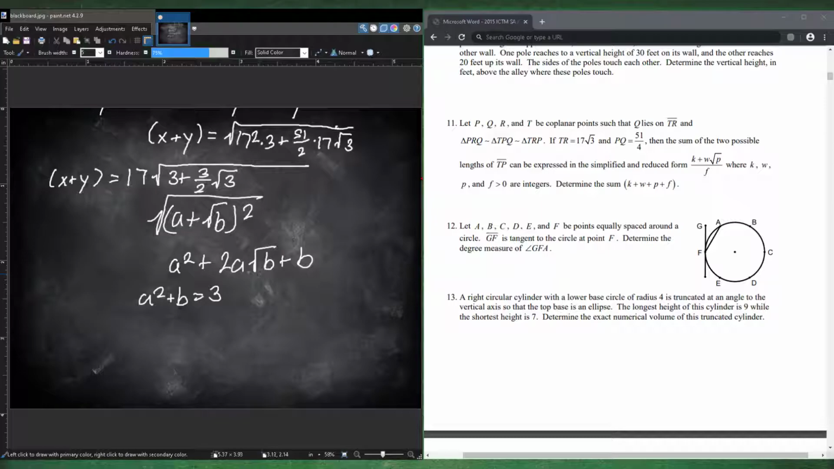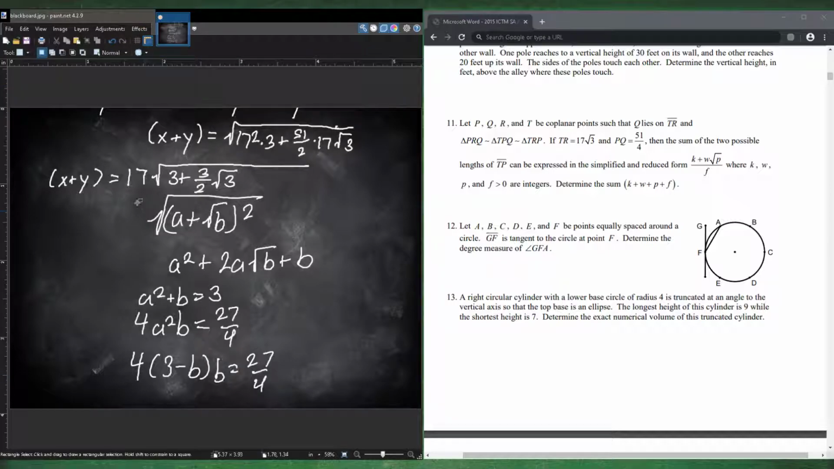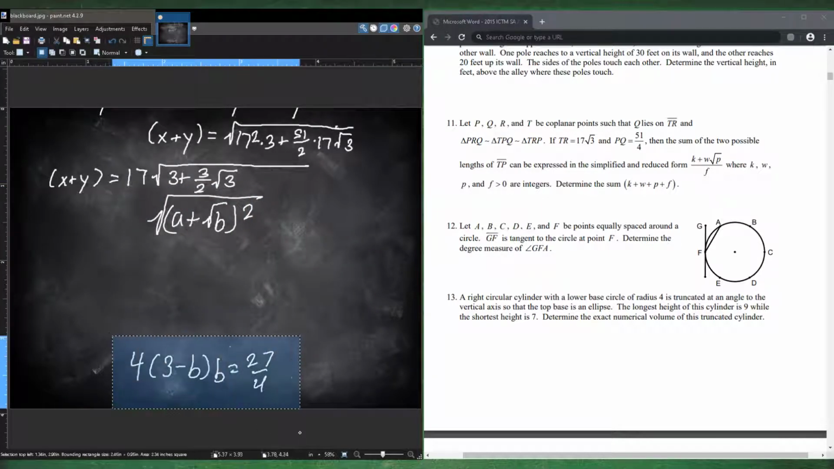So a squared plus b is equal to our 3. And then 2a times square root b, we could put all this in the radical. So that's 4a squared b is equal to, putting all this in the radical, 9 over 4 times 3, which is 27 over 4. Okay, and now we just need to solve for this system. So we could just plug in a squared, so then this is 4. So a squared is equal to 3 minus b. Now let's delete all this because we don't need it, and we just need to solve for this section.